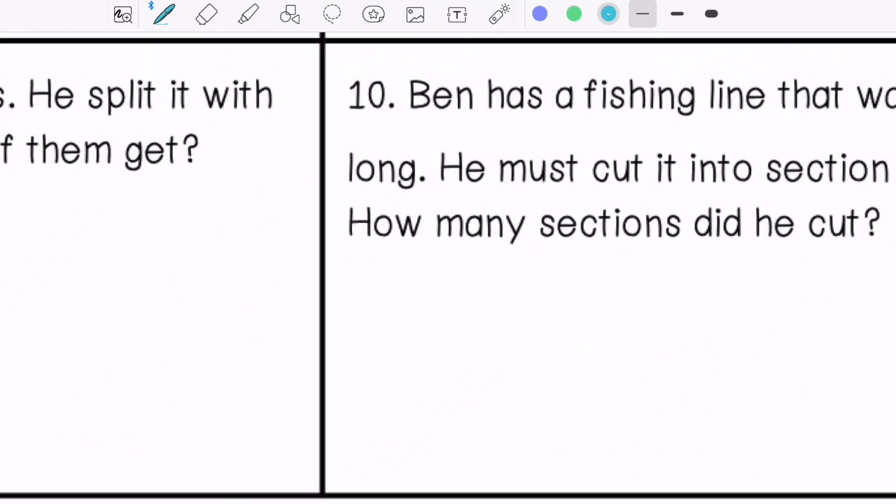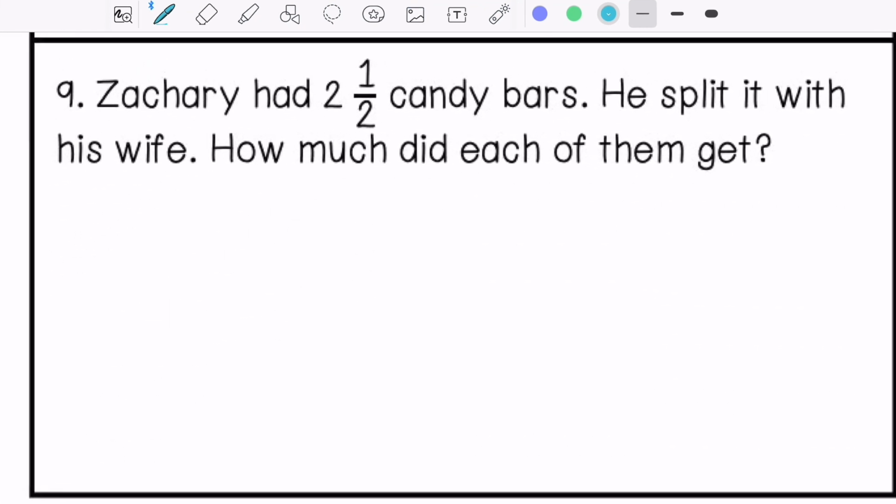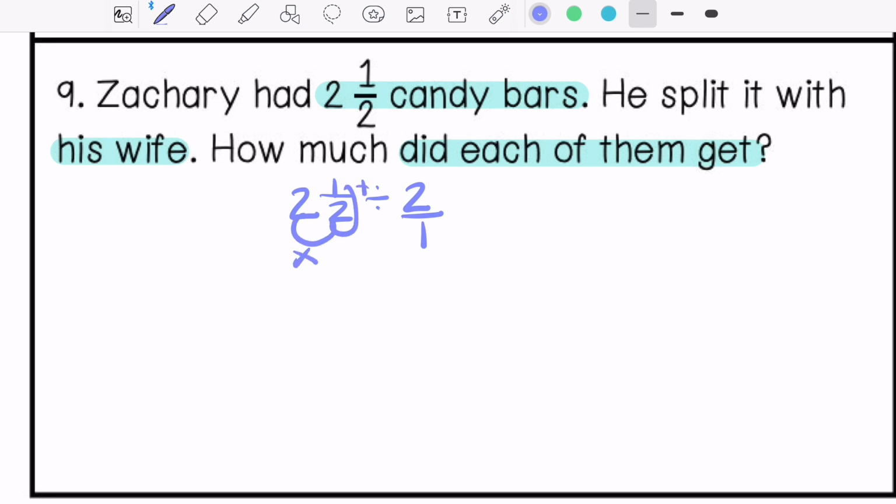All right, Zachary has 2.5 candy bars. He wants to split it with his wife. How much did each of them get? So how many people are we splitting it in between? It's 2.5 divided by him and his wife, which is 2. We'll put that over 1. So we're going to change this to an improper fraction. So 5/2 divided by 2.